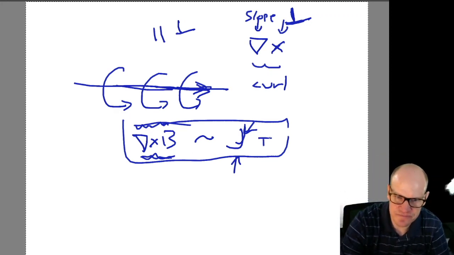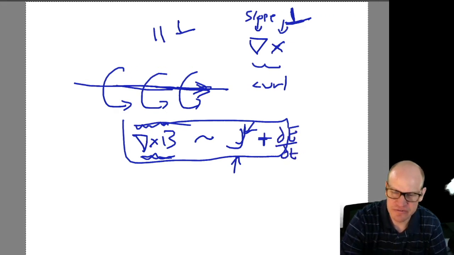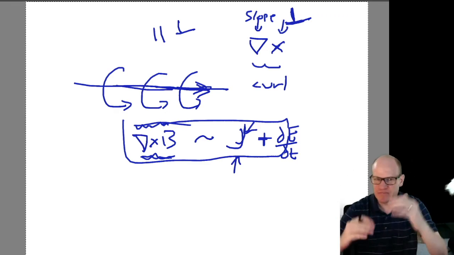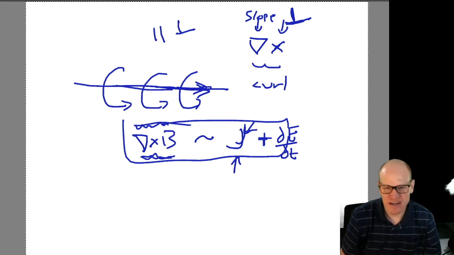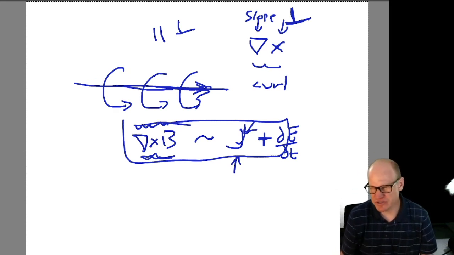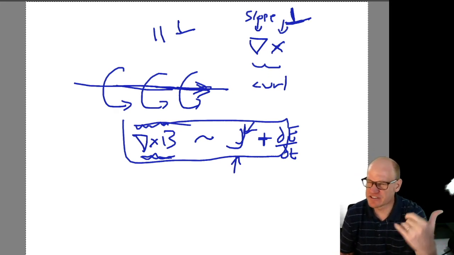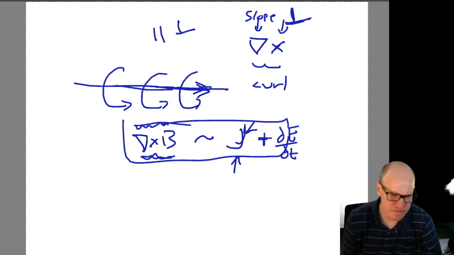But also a changing electric field. So if I have an electric field and I change it, then I can induce a curl in a magnetic field. I believe it's a plus sign here. I'm pretty sure that this one has the plus sign. There's another one that has a minus sign, which I think is the next one.